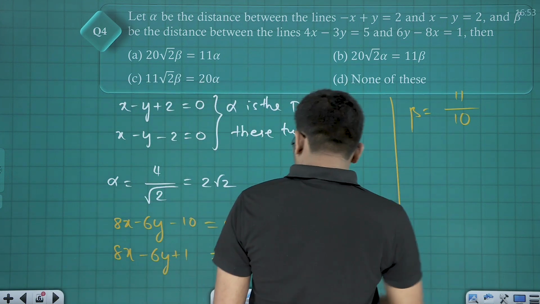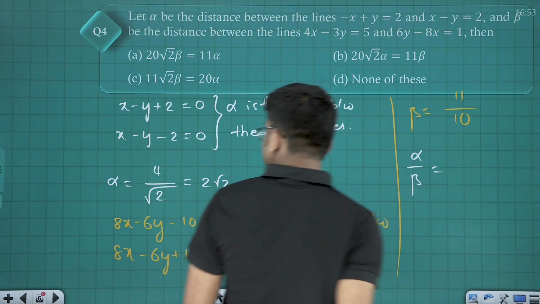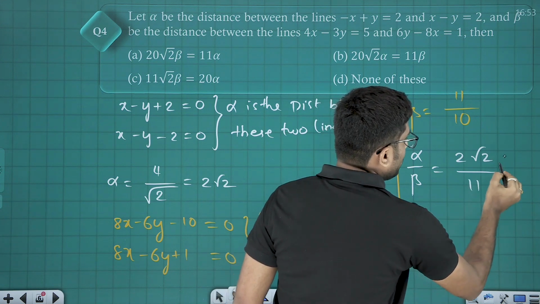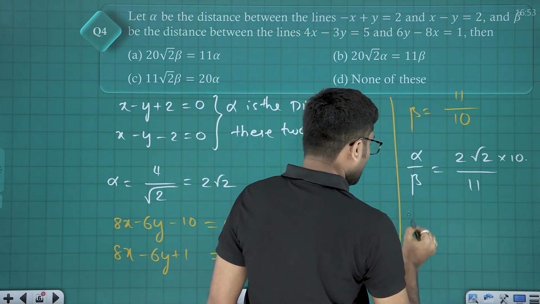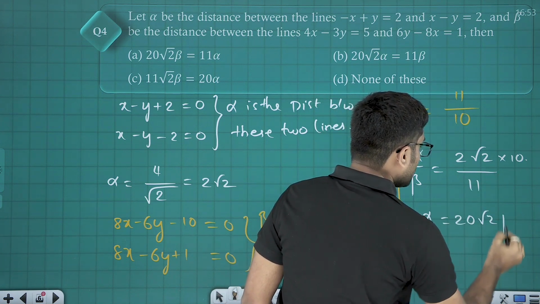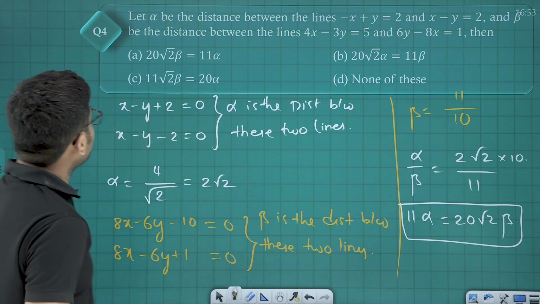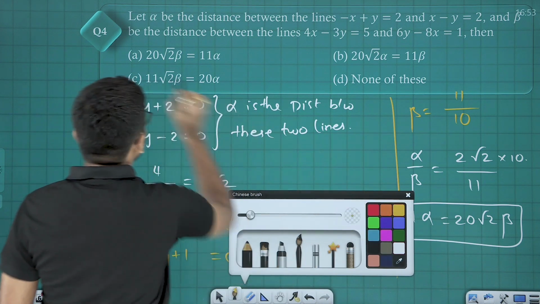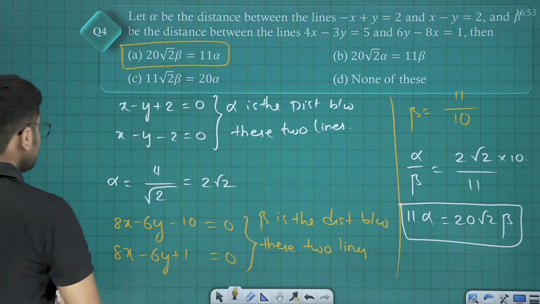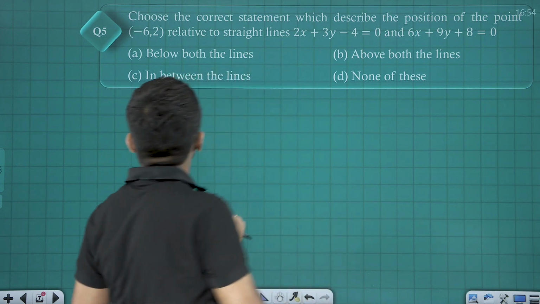So what is alpha by beta now? Alpha by beta is equals to, alpha is 2 root 2 divided by 11 by 10. So finally 11 alpha is equals to 20 root 2 times beta, which is option A. Clear? Next question.